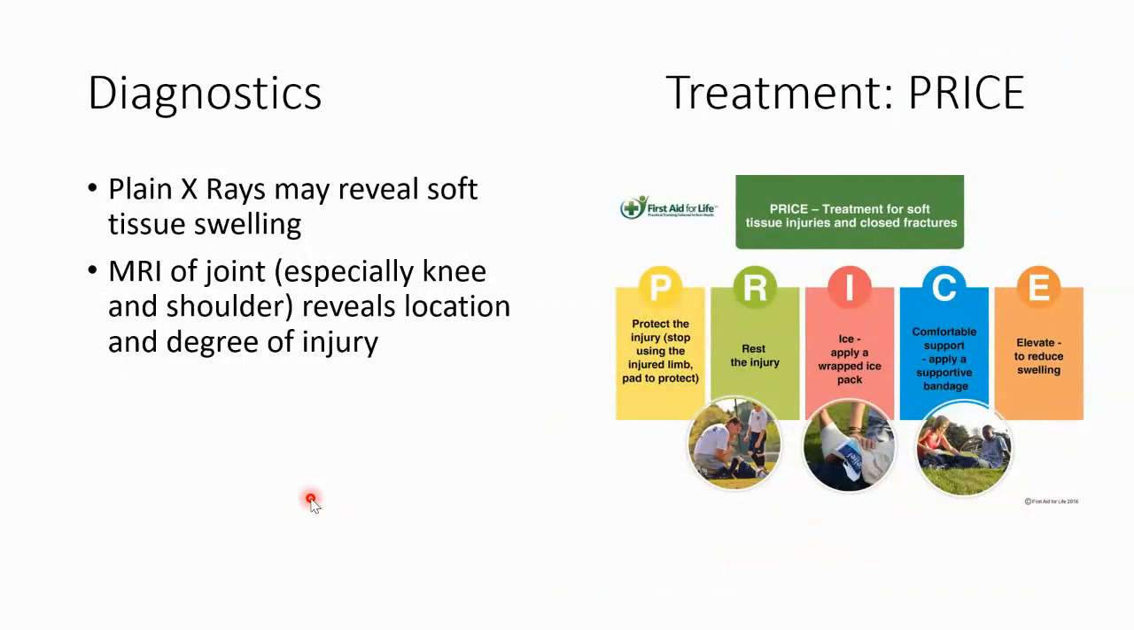So as far as diagnostics, plain x-rays may reveal soft tissue swelling. MRI of a joint, especially a knee or shoulder, reveals location and degree of injury.